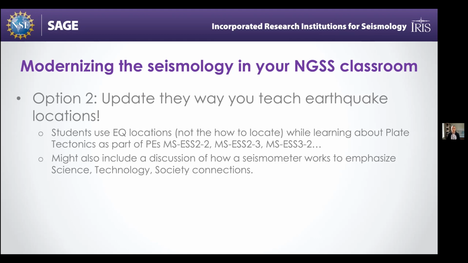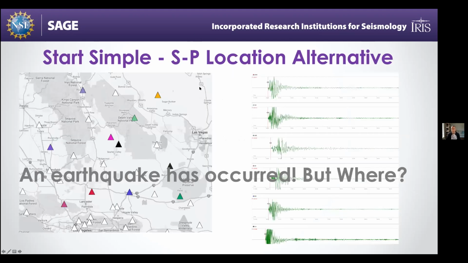Largely in the middle school, they're using earthquake locations to get at plate tectonics. And so we could say, well, how do we know where those earthquakes occur? We could extend out in doing a location lab. We could also tie it into some of the science, technology, and society connections within the NGSS about how seismometers work, and maybe the changes in timing connected to a seismometer could also be used. But in this case, we really want to dig into this idea of earthquake location.